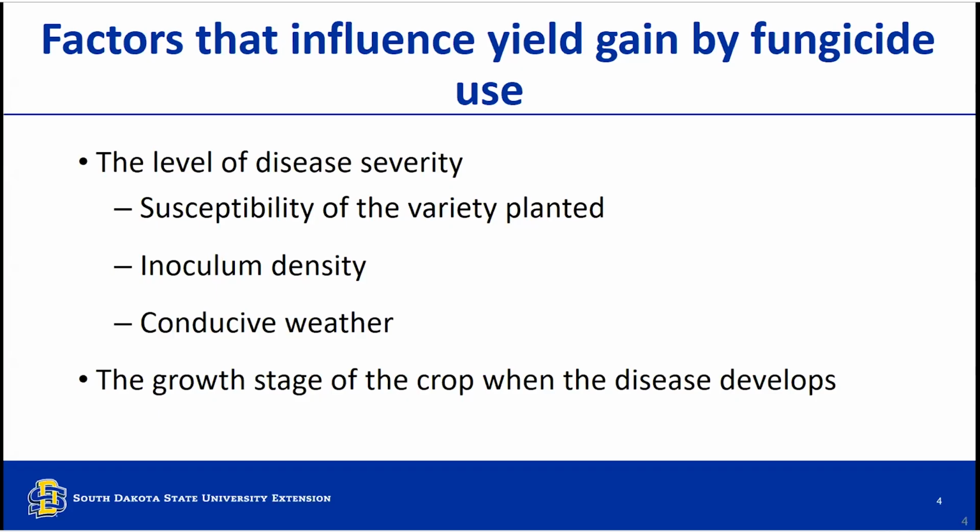The other big part is the growth stage of the crop when disease develops. Obviously, the younger the plant is when it gets disease, the higher the probability of the largest yield loss. If it's later in the season, you may not need a fungicide to combat that disease. I'll walk through some examples of what I mean when we talk about that.